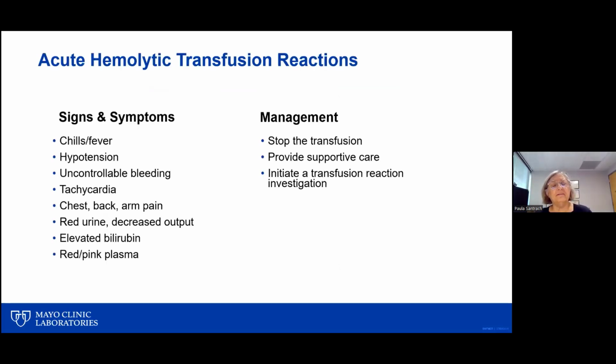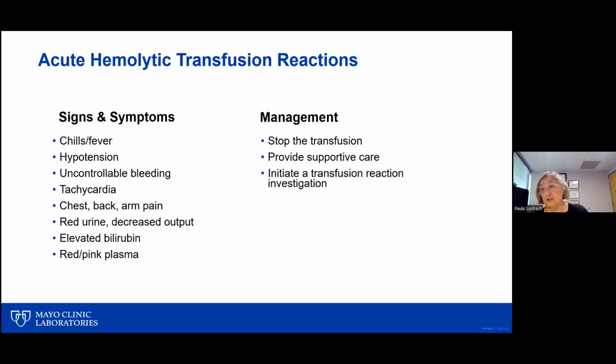So what are the signs and symptoms of acute hemolytic transfusion reactions? Well, often when you have a reaction, you get symptoms pretty quickly. A lot of them are chills and fever. They can have a low blood pressure. They can develop uncontrollable bleeding like DIC. They can have tachycardia. They can have pain in various areas.